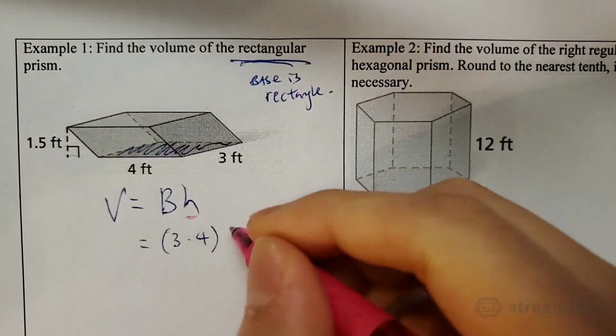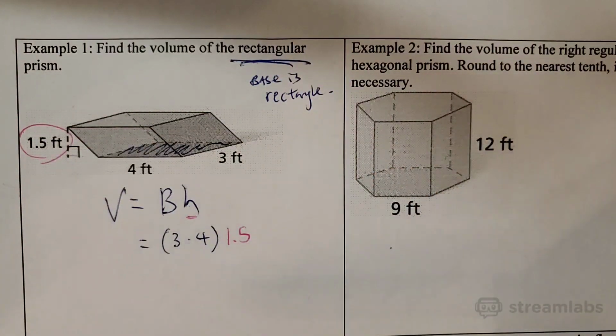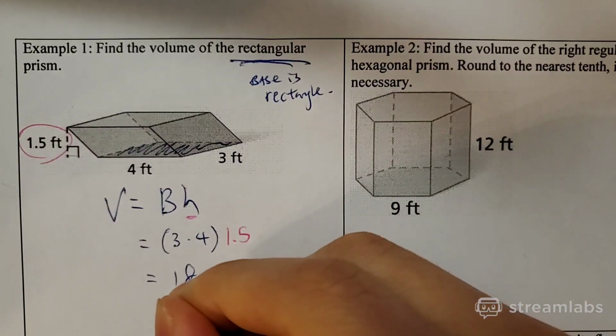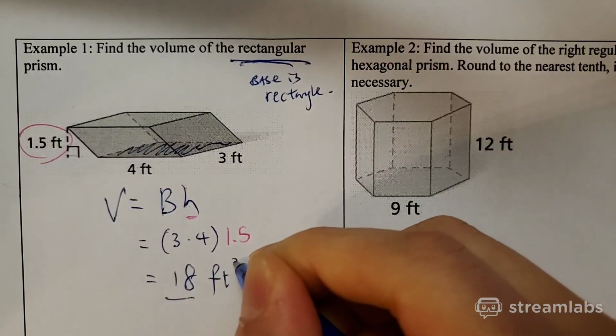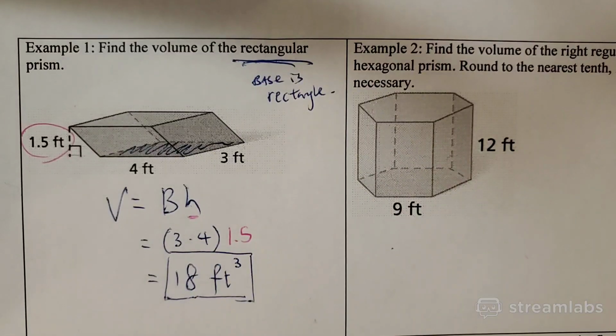Height is 1.5, right? That's your height. So multiply together, 12 times 1.5, 18 feet cubed. 3-dimensional, right? 3-dimensional. Okay.